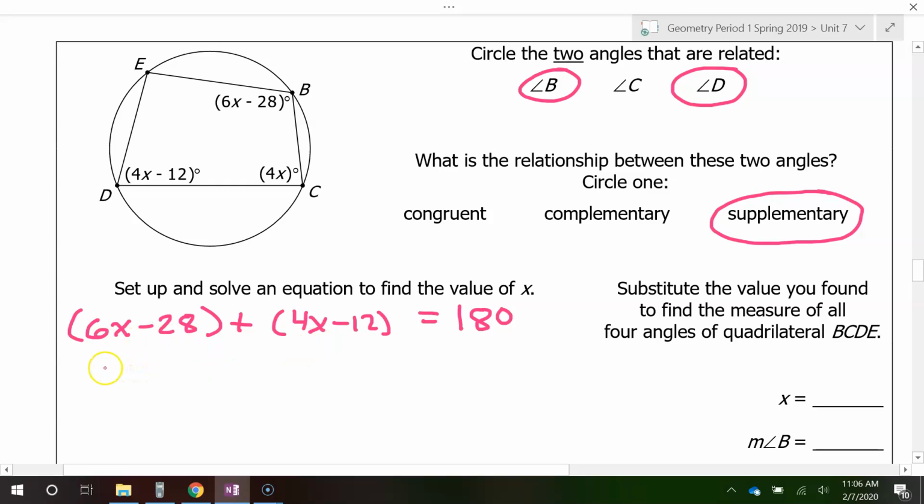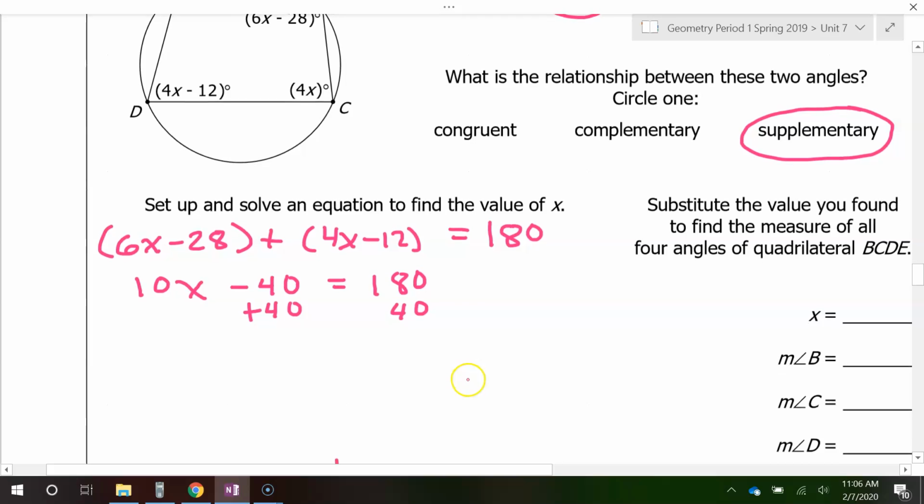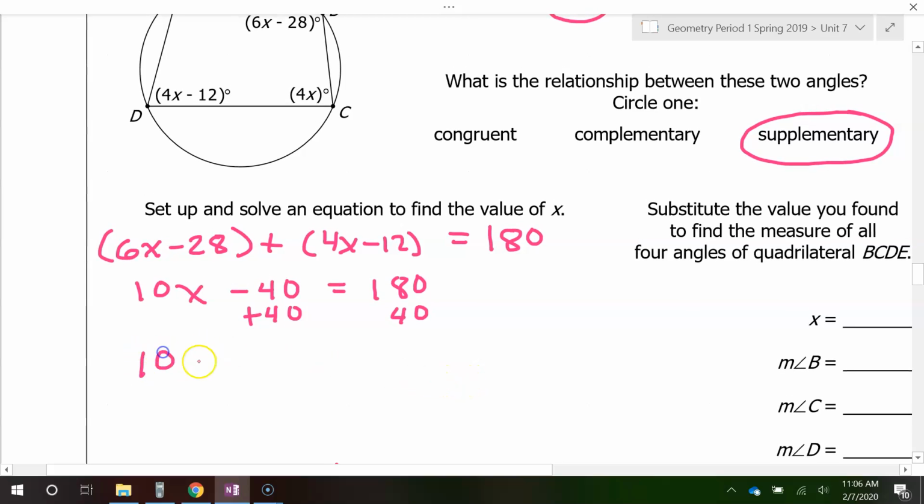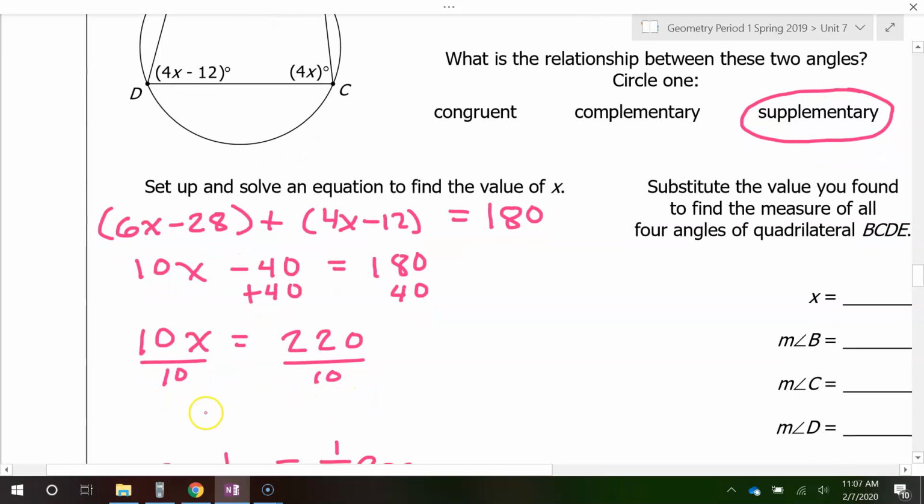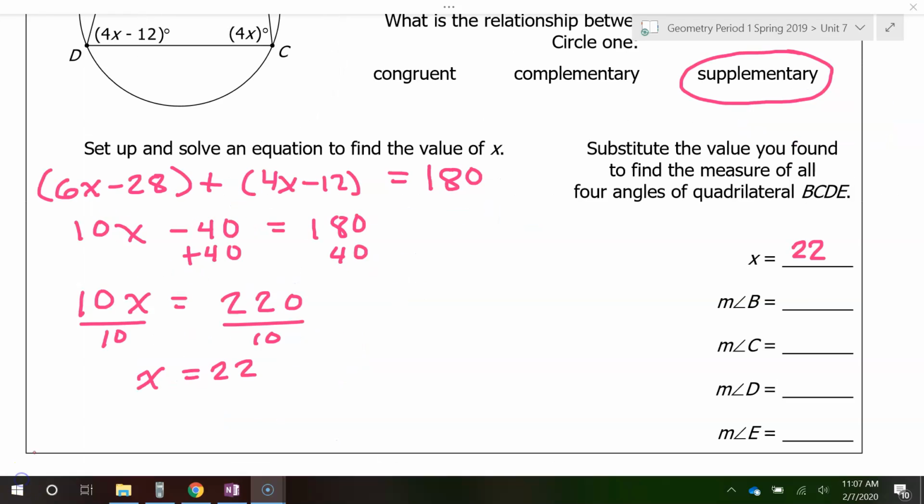So 6x and 4x, that's 10x. Negative 28 and negative 12 is negative 40. And so that equals 180. So when we add 40 to both sides, we're going to get 220. So now I have 10x is equal to 220. When we divide both sides by 10, we find that x equals 22. All right, so there you go, x equals 22.